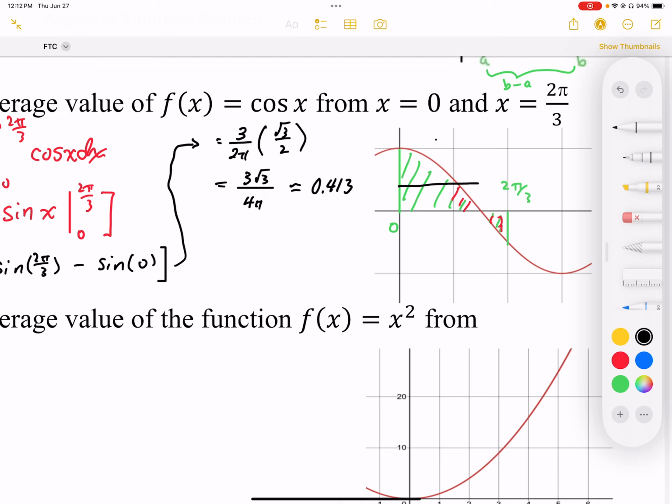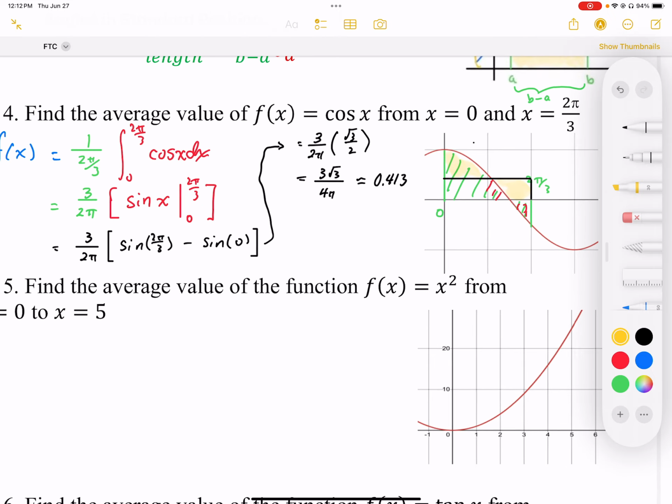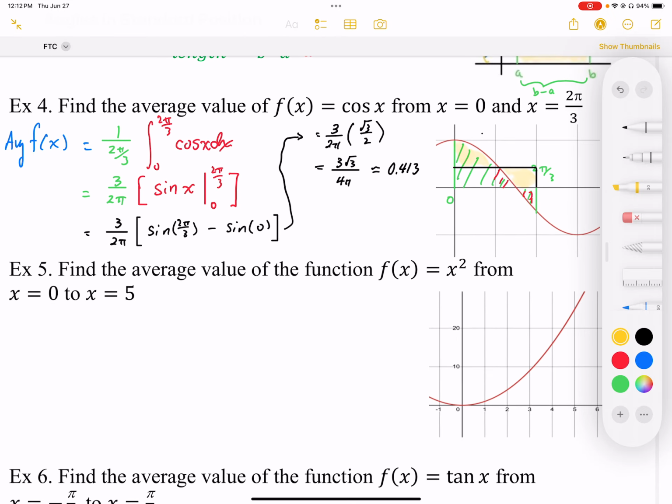And if I take a look at this graph here, at about 0.413, if I stretch it out to 2 pi over 3, that area above here, I'm just going to shade it, this area above the line is roughly matching the area below that line. And so that line at 0.413 represents my average height or my average value.